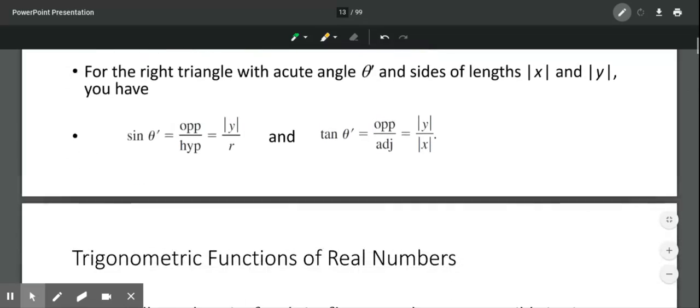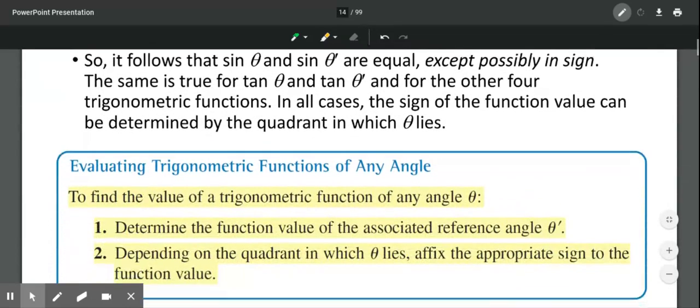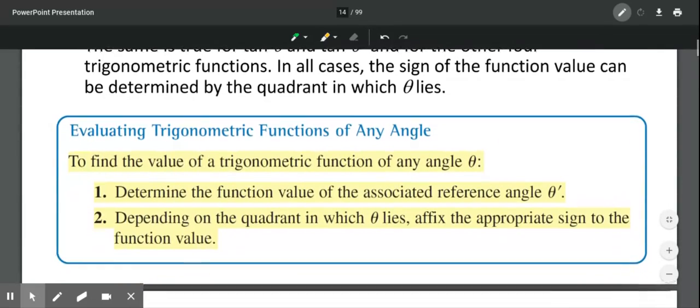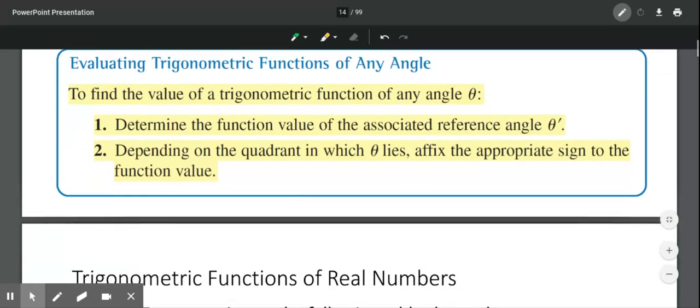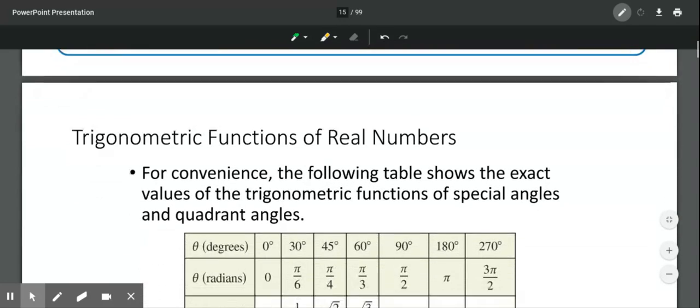And so when we go down here to the next one, evaluating trig functions of any angle, it's the idea that we can always use our reference angle to help us find our actual trig functions. So depending on the quadrant, you just have to pay attention to what quadrant it lies in, or just make sure that you label the sides with positives and negatives.